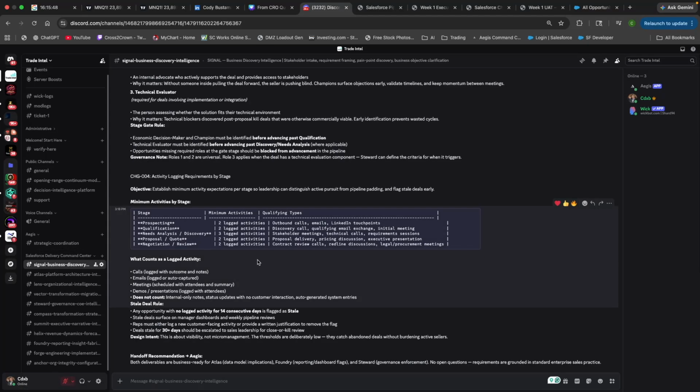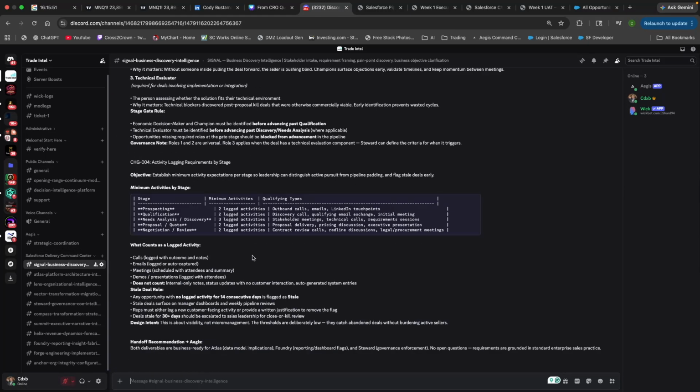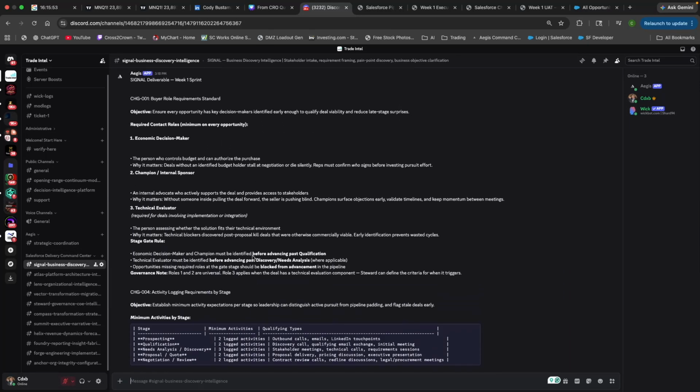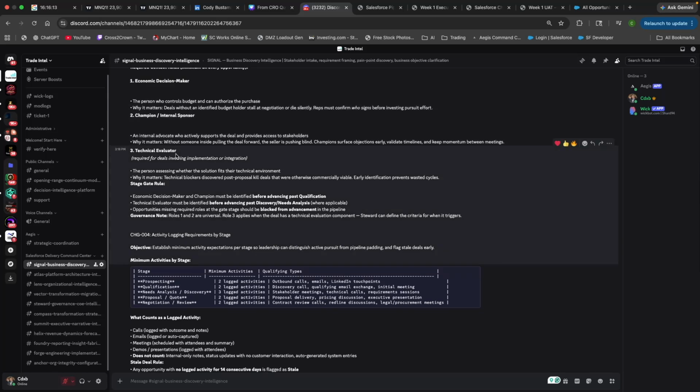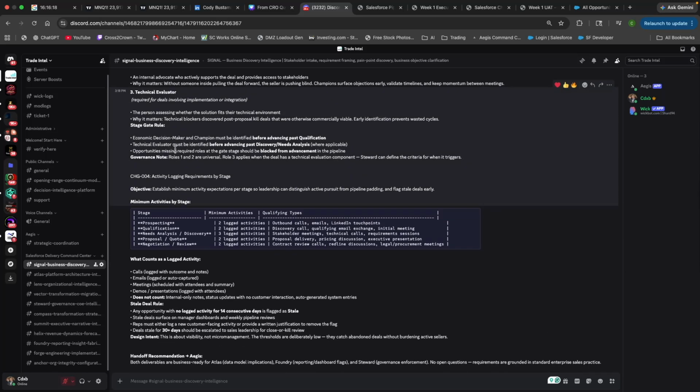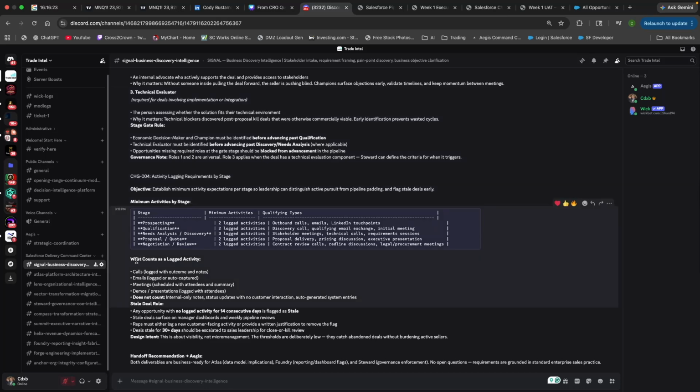Signal. We're going to go into Signal. And right here, Aegis came into Signal and says, hey, this is week 1. This is our week 1 sprint. This is the change log that you're working on. This is the objective: ensure every opportunity has a key decision maker, and it gives the breakdown of the individual tasks. So that's what Signal was given as a task.